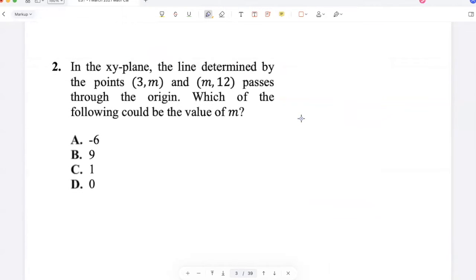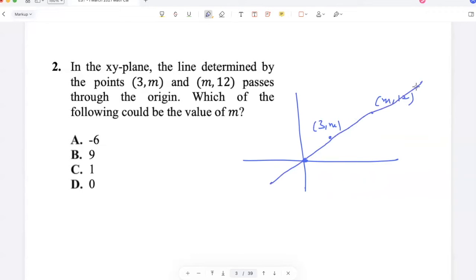Question 2. In the xy plane, the line determined by the points (3, m) and (m, 12) passes through the origin. Which of the following could be the value of m? Okay, so it passes through the origin. Let's say this is (3, m), and let's say (m, 12). So this is how my line looks, right?